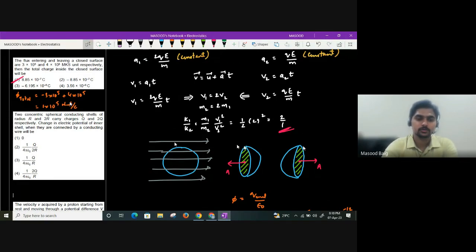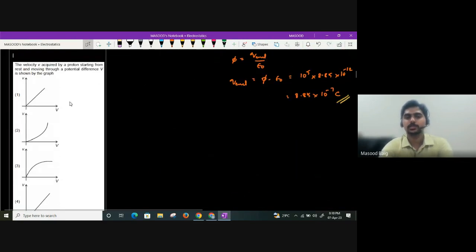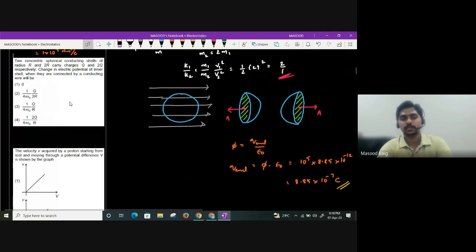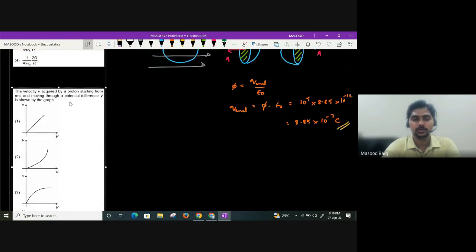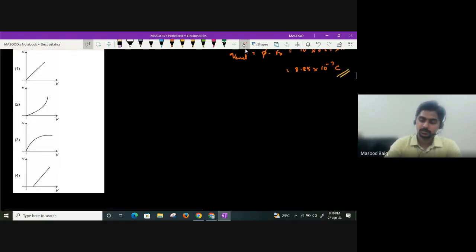So initially both of them are separate, guys. It is a concept of sharing of charge only. So we will just try to understand two concentric spherical conducting shells of radius r and 2r. So let me just take two shells, guys, here.